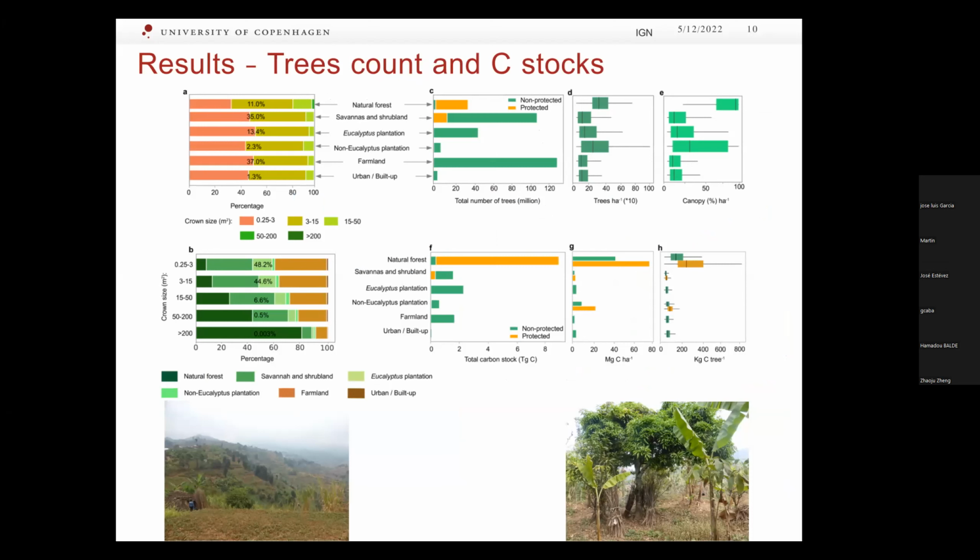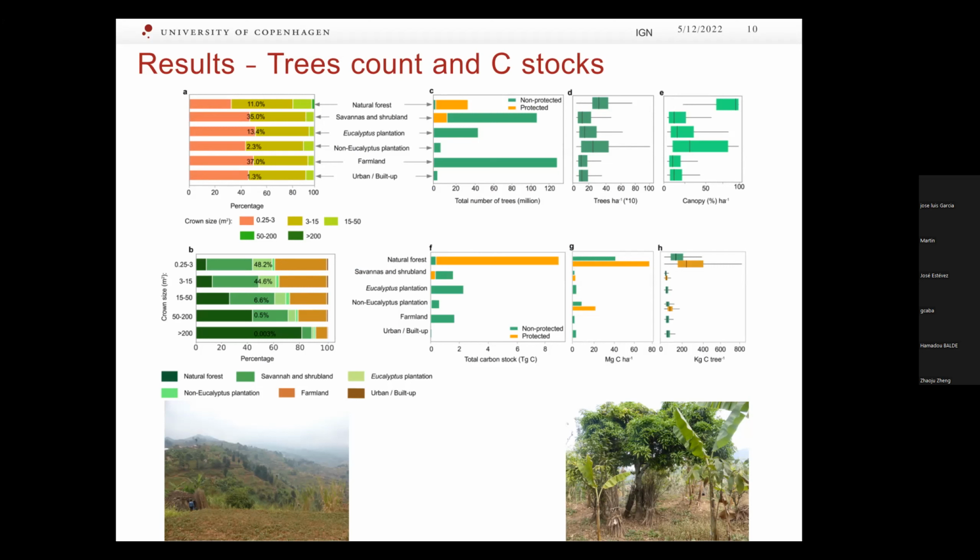So from the 357 million trees we mapped, only about 11% are in natural forest. And here, our natural forest is mainly in protected areas. The savannah and shrubland account for about 35%, eucalyptus plantation about 13%, and non-eucalyptus plantation about 2%. Surprisingly, farmland accounts for about 37% of all trees.